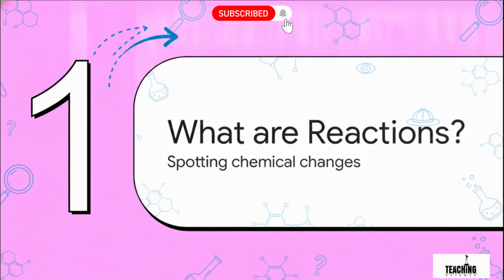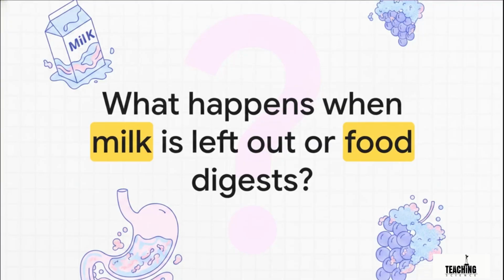All right, Section 1. What are chemical reactions? To really get this, we need to put on our detective hats and look for clues of chemical changes happening right in front of us. I mean, think about this for a second. What actually happens when milk is just left out at room temperature during the summer? Or when food digests inside our bodies? I'll let you pause and really visualize that. In all of these everyday situations, the initial substance doesn't just look a little different. Its fundamental nature, its actual identity, is permanently changed. And that permanent shift? That is the absolute hallmark of a chemical reaction.